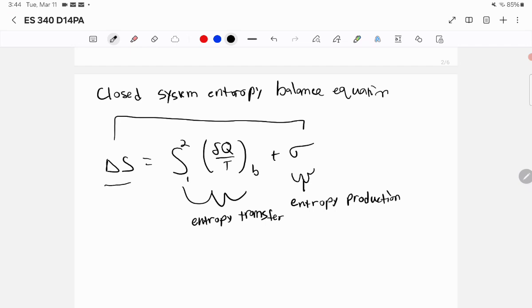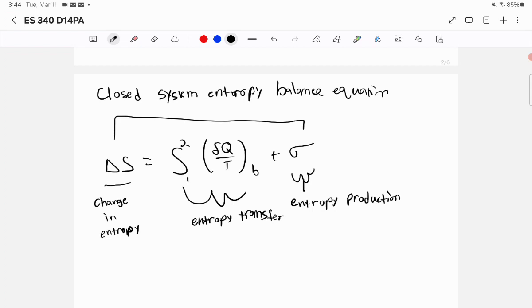And obviously this is the change in entropy. So notice that in order to have entropy transfer, we need to have heat transfer. If there's no heat transfer, then we can't have entropy transfer.